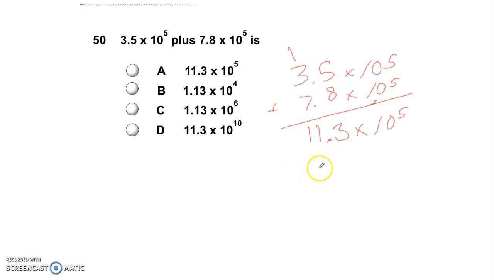Now we haven't done one exactly like this with addition, but we've done it with other problems. We need to make this proper, so we need to move this over 1. So we'll have 1.13 times 10, and when we move that over, we needed to add 1. So 1.13 times 10 to the 6th power. So the answer, once again, is C.